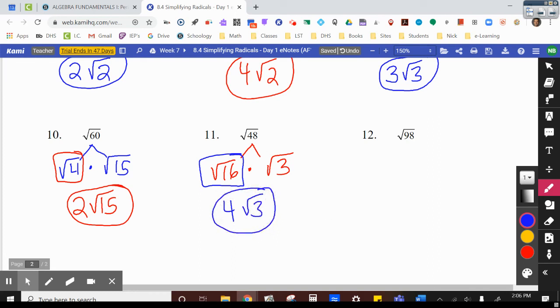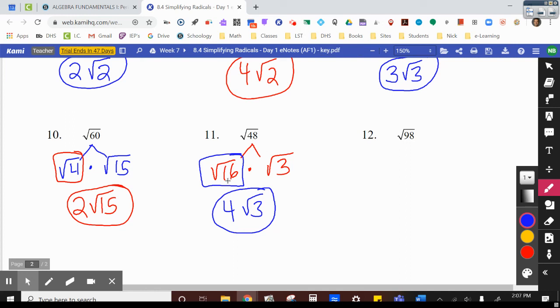Again, for the square root of 48, there is actually another perfect square factor that divides evenly into 48, and that number is 4. But I don't want to use 4 because I'm going to have to do extra steps if I first broke up 48 into 4 and 12. So you really want to find the largest perfect square factor first, and that'll make you have fewer steps to do.